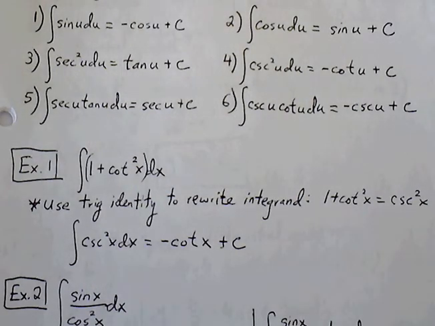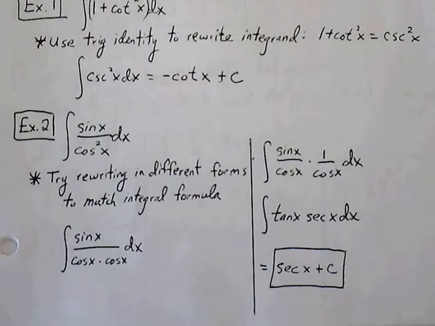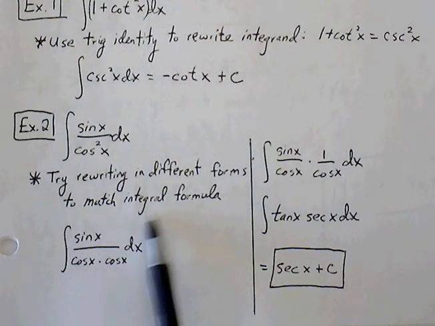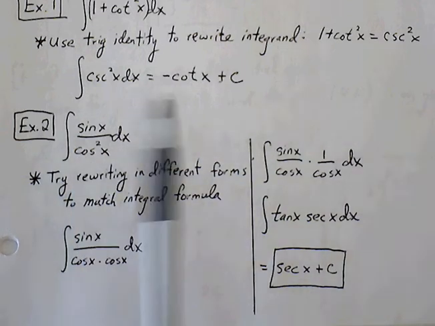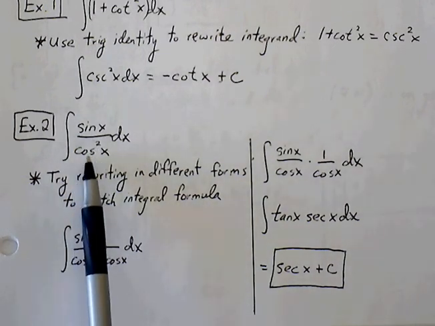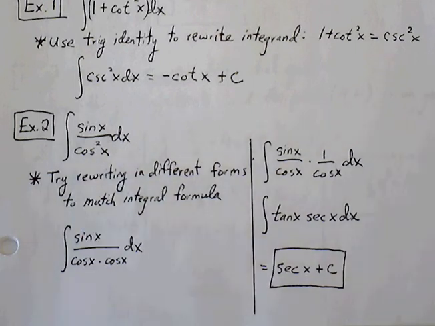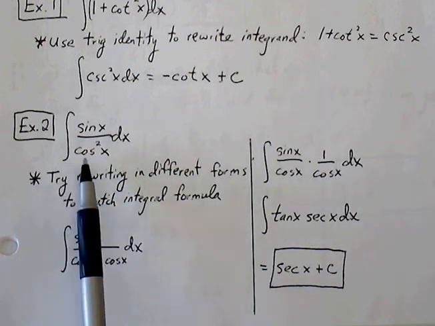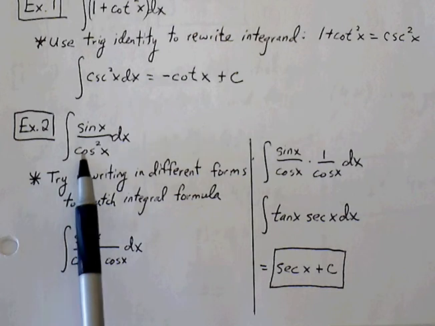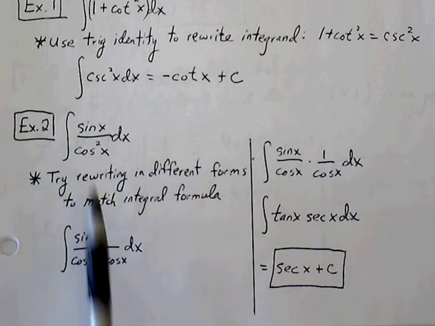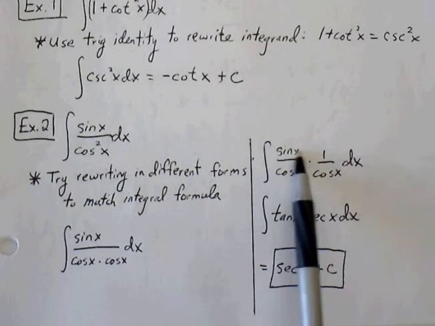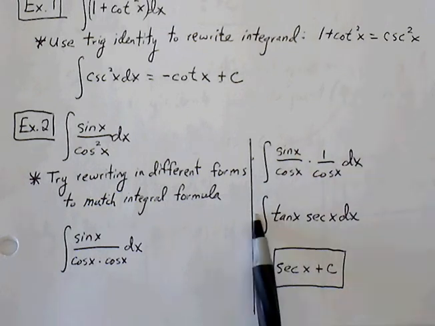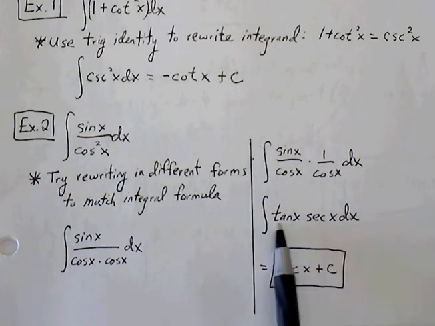Okay. Example 2, sometimes we may need to rewrite in a different form to match the integral formula. So sine over cosine squared x, we don't have a specific rule with 1 through 6, but maybe if we can write this in a different form to try to match one of the existing ones. So I can first play around with the order and also split this up into cosine x times cosine of x. And I can treat this as sine over cosine. I know this is tangent. And I also know that 1 over cosine is secant.